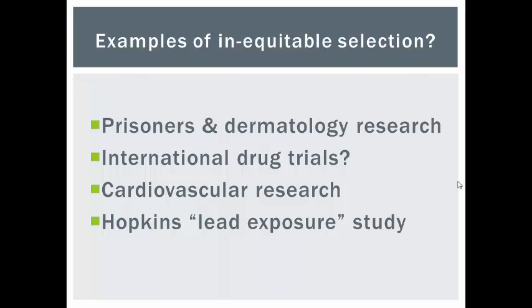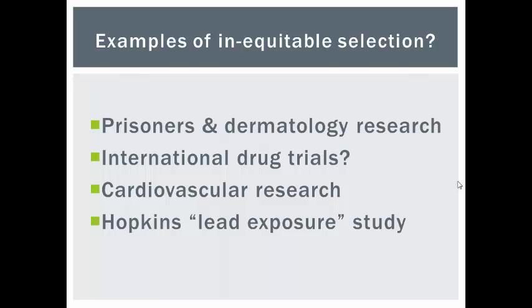Many international drug trials are criticized because they are being done on a population that is not going to benefit. This was especially true for some of the early HIV/AIDS drug trials. Cardiovascular research was criticized for a long time because it was all done on men, and yet women experienced cardiovascular disease to the same degree, and everybody knew that they didn't react the same way to some of the drugs, but all the research was on men.